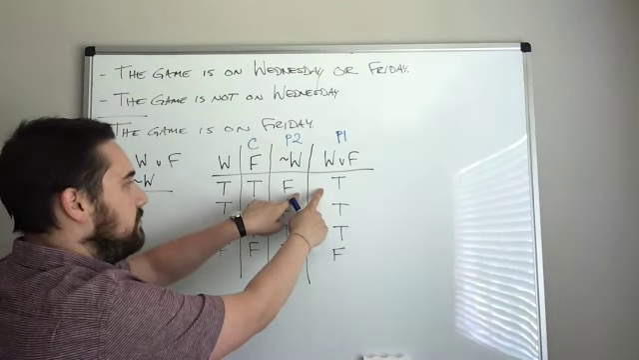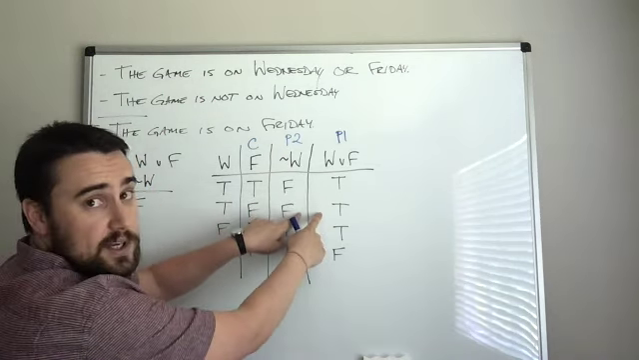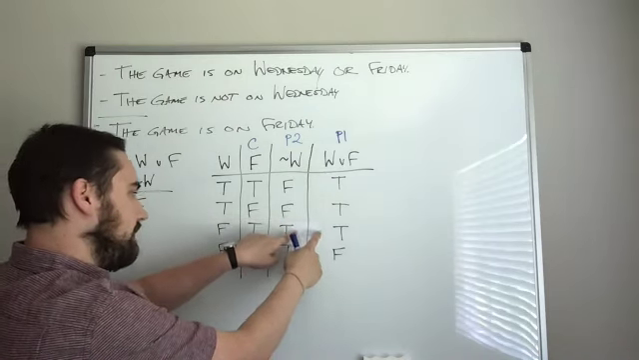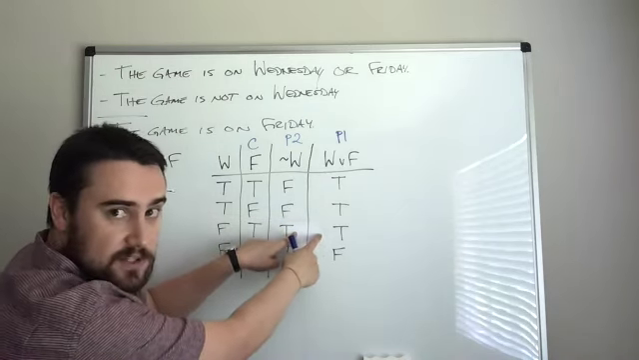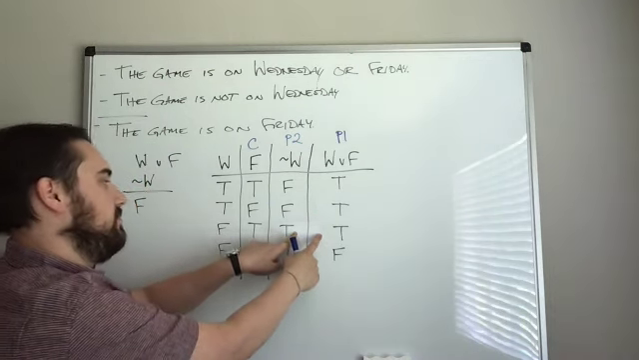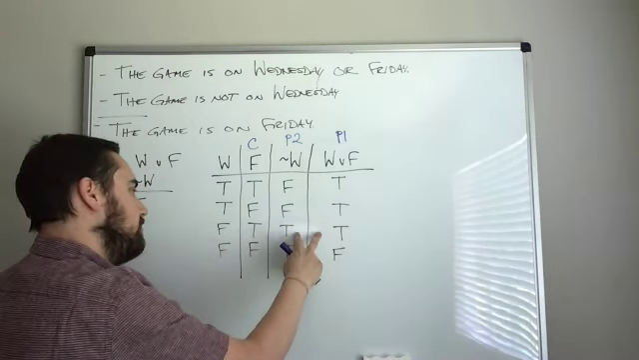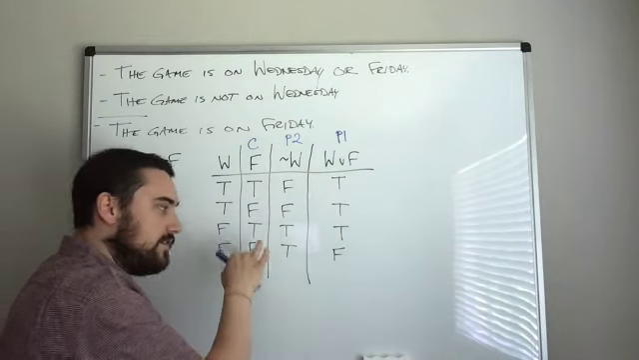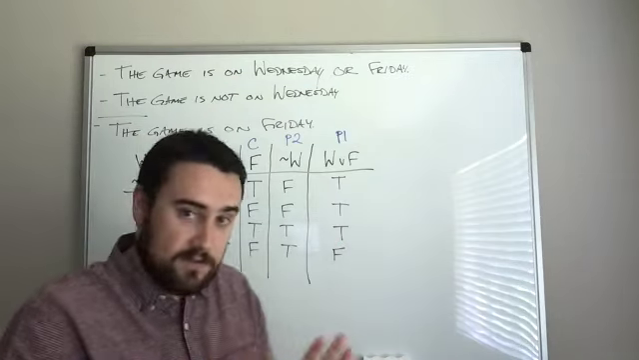We don't have both true premises, so we just continue on down. Again, we don't have two true premises. Okay, now we have two true premises, and what we have to do is see if the conclusion is also true. So, two true premises, and again, a true conclusion. So, thus far, the argument seems valid.